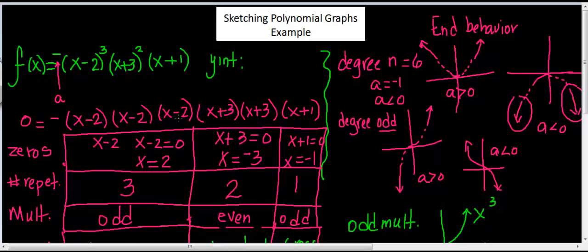That's -8. -8 times 3 is -24. -24 times 3 is -72. And -72 times 1 is -72, times this -1 that's in front is +72. So my y-intercept is 72.